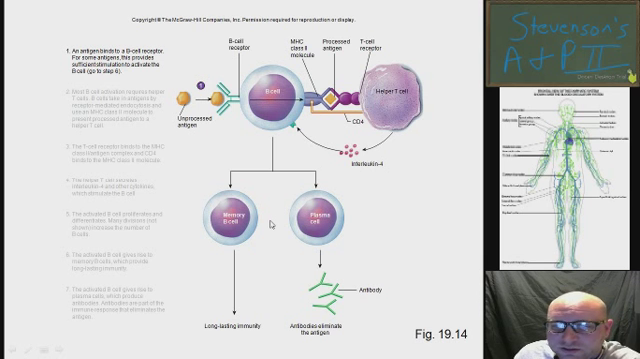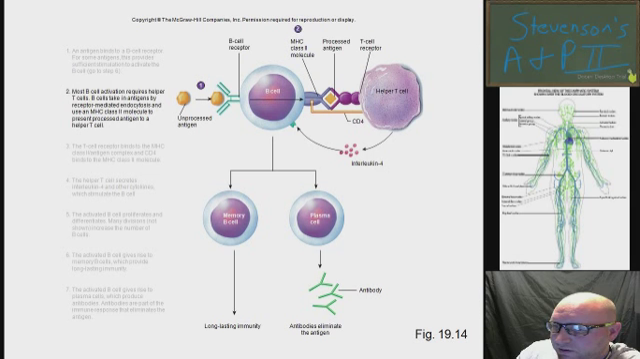Alright, so let's check out what's going on here. We're going to look at some of these things. First we're going to look at an antigen binding to a B cell receptor. This will stimulate the B cell, but most B cell activation requires helper T cells.